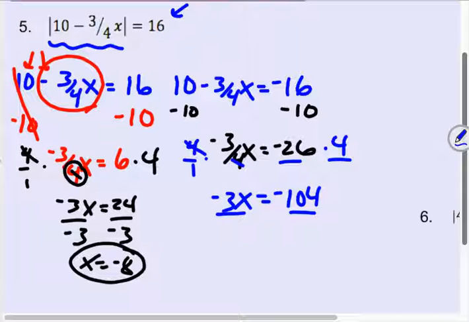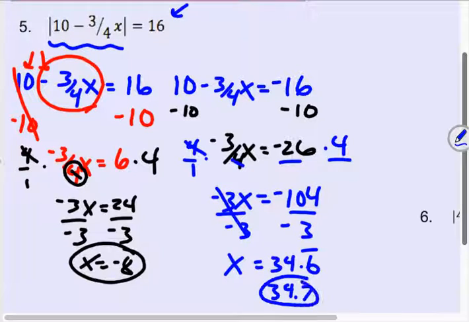And divide both sides by negative 3. You could say x equals 104 over 3. Negative divided by negative is positive. But if you divide it out, you get positive 34.6 repeating. Or you could round it and say 34.7 if you wanted to. Either one of these answers would be just fine with me. So negative 8 and 34.7.